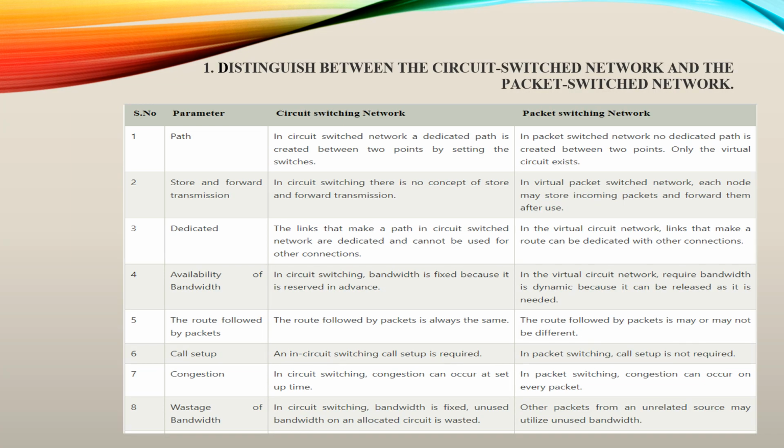First question, distinguish between the circuit switched network and the packet switched network. There are some parameters that we have to discuss when differentiating circuit and packet switch: with path, with store and forward transmission, whether it is having a dedicated link, the bandwidth availability for both the circuit switch and packet switch network, and the routes followed by the packets to reach the destination, and the setup, how the circuit is set up or the packet switching network is set up, how the congestion takes place in the transmission of circuit and packet switch network, and the wastage of bandwidth. These are some of the important parameters that have to be discussed to differentiate the circuit and packet switch network.